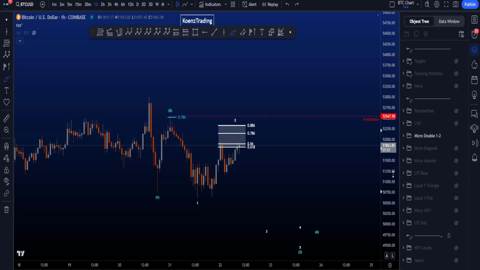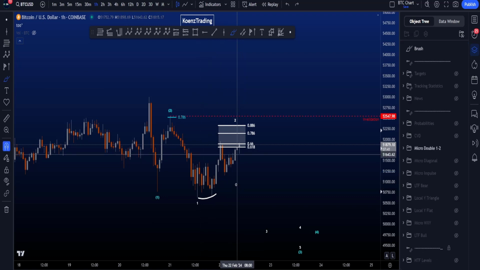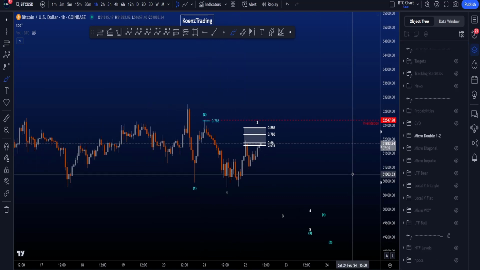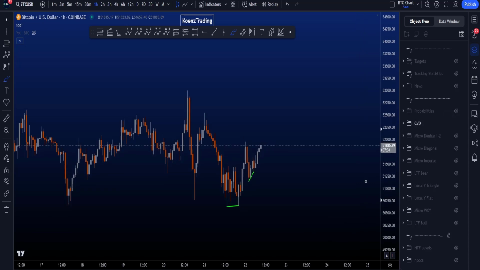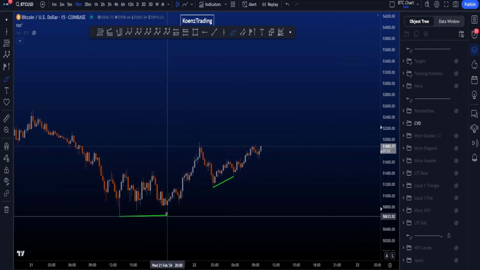However, what also lowers the probabilities for this scenario is that we are not seeing any bearish CVD divergences here between the high and the lower high, or this high and the highs over here at the moment. Instead, we see some bullish CVD divergences, and that's not really what I like to see when we look for a very bearish double 1-2 to the downside.